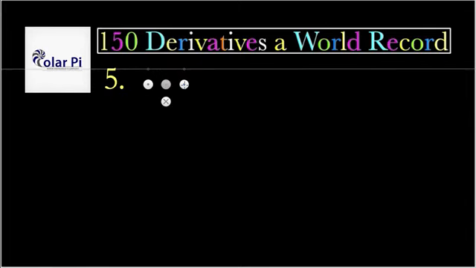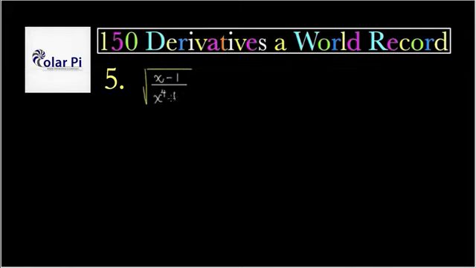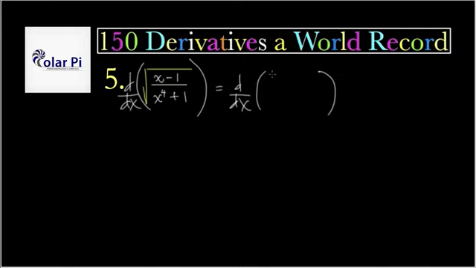So this is number 5 on our list of derivatives, and this one is pretty straightforward. So let's get on with it. This is what we're looking at, and we're taking the derivative. The first thing we should do is rewrite it so that the square root is a 1/2 exponent. That's all I do in this next step.